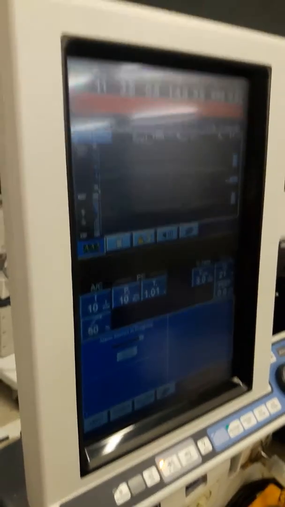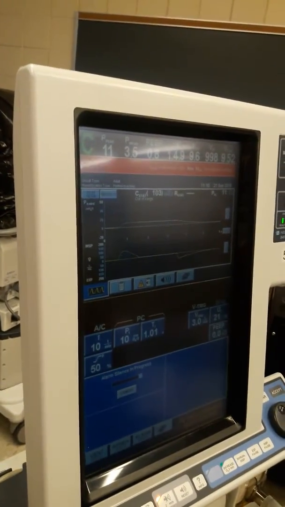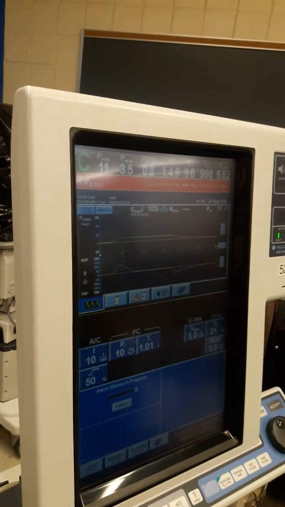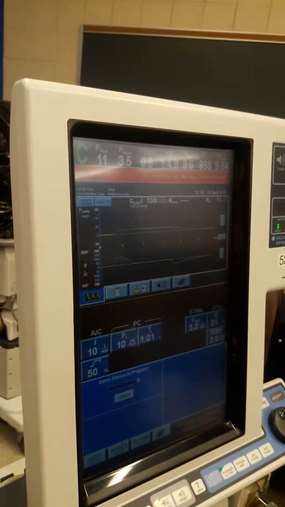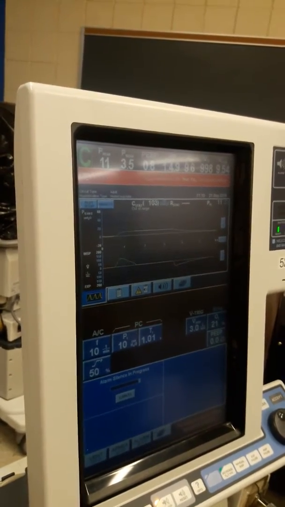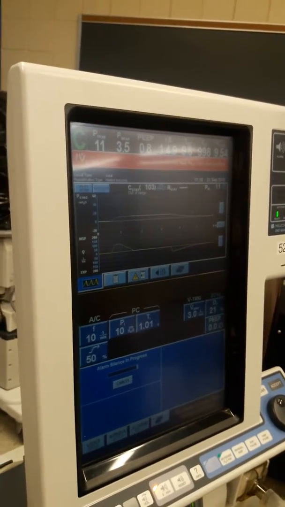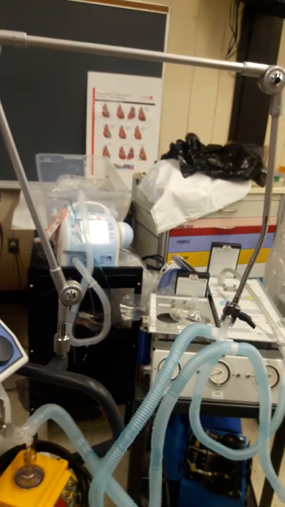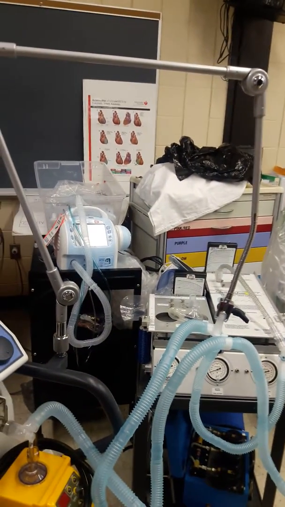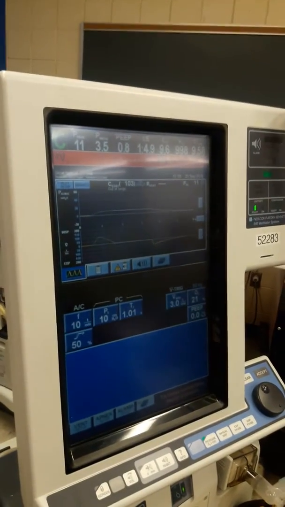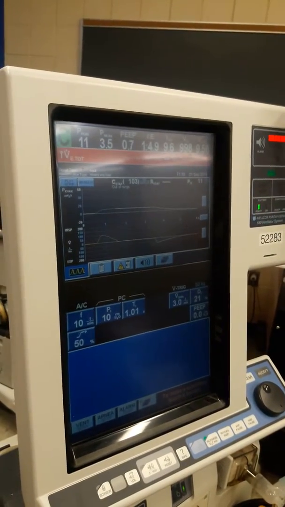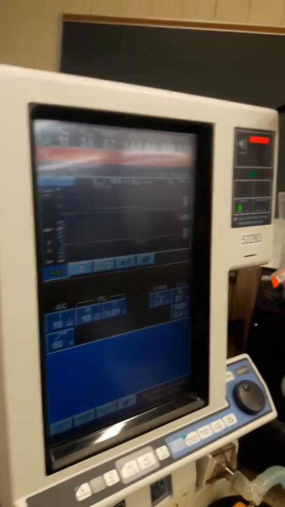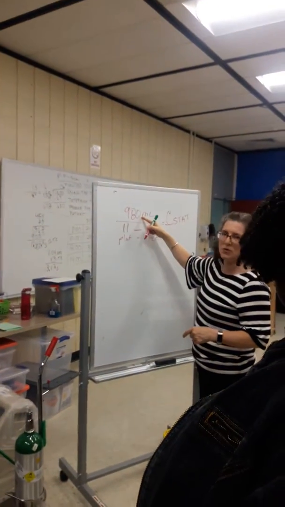So 980 milliliters divided by 11. So 11 minus 0. Plateau minus peak, right? Yes. That will equal our static compliance. And because if I want to do a time constant, I can't use mils. I have to convert it to liters.